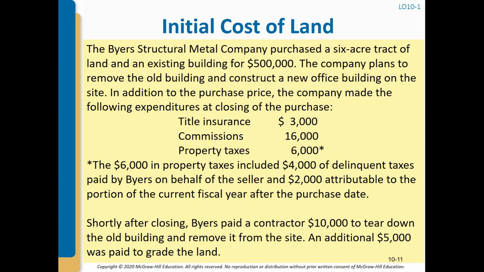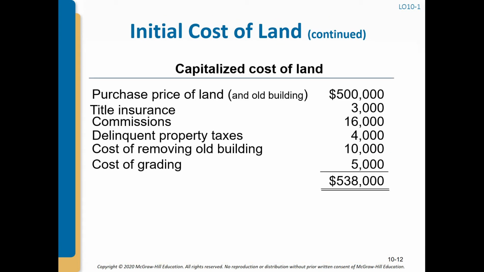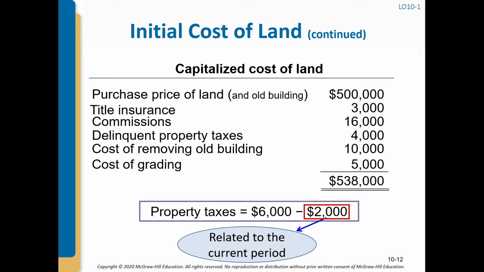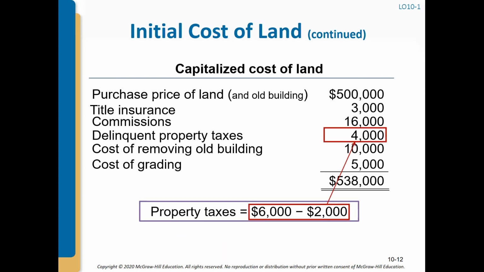Shortly after closing, the buyers paid a contractor $10,000 to tear down the old building and remove it from the site. An additional 5,000 was paid to grade the land. So here is the total cost of the land that should be capitalized. Purchase price of the land and old building 500,000, the title insurance, commissions, delinquent property taxes, cost of removing the old building, and cost of grading.